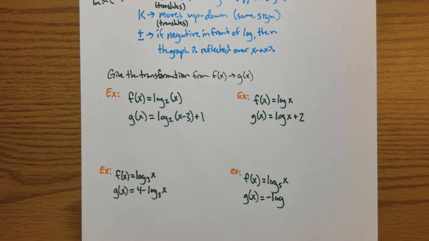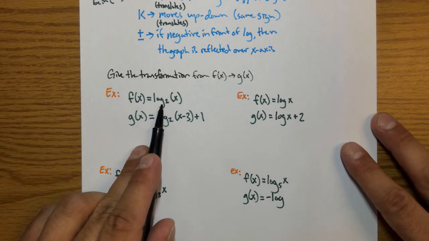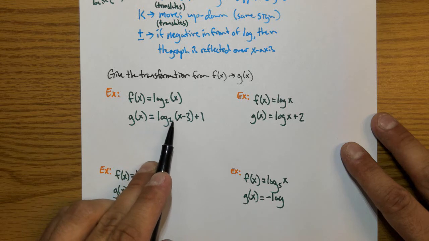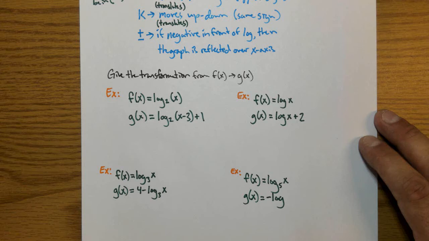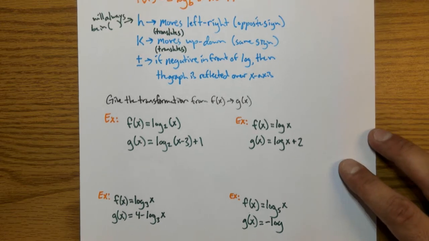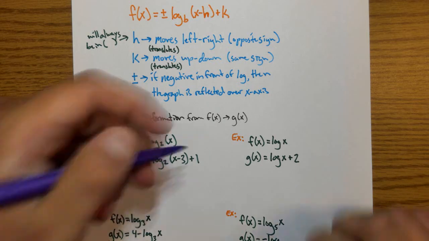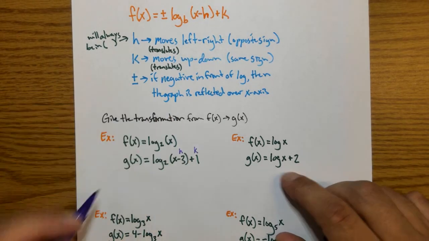It's not being reflected, it's not being shifted left or right or up or down. It's just the basic form of a log. So f of x is just log base 2 of x. And g of x is log base 2 of (x minus 3) plus 1. Well, looking back at our general form up here, it looks like this 3 is going to be our h, and the 1 is our k.